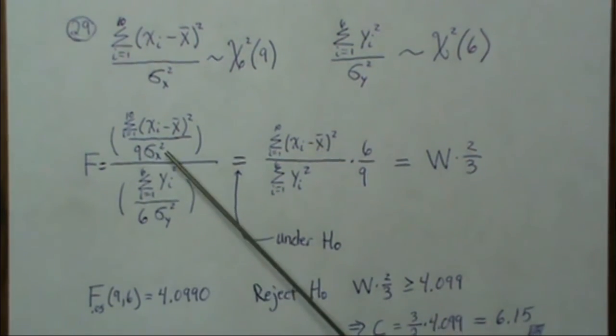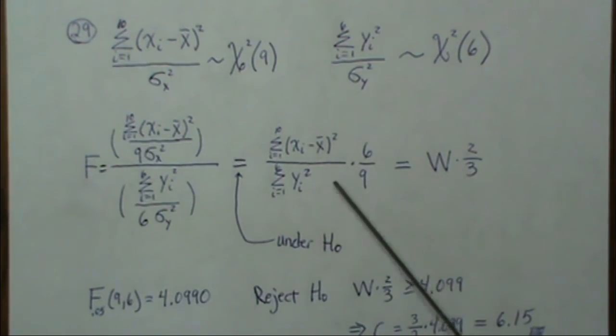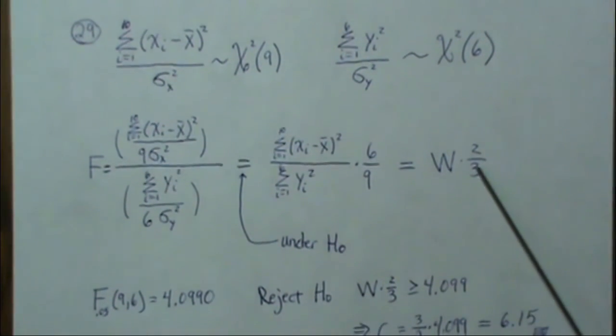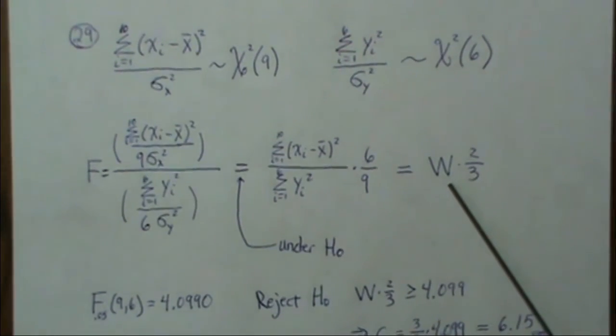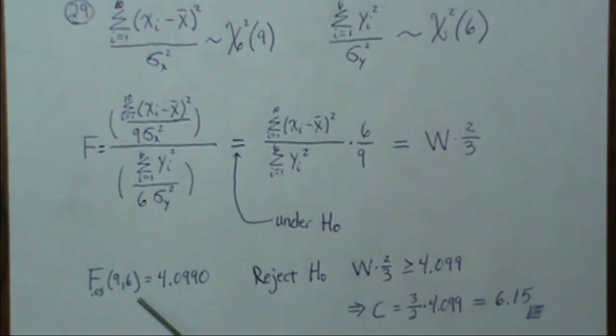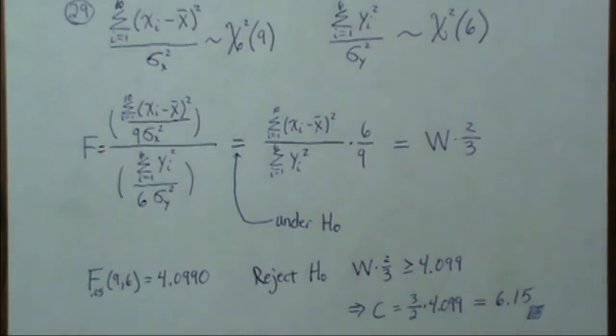Okay, so now under the null hypothesis that our variances are equal, those cancel out, and then you take the reciprocal and we get this here. Well, this is the value of W that they gave in the problem, this ratio. So we have 2/3 times W, and this was greater than C. So if we look at the rejection region, and F of 0.05 with 9 and 6 degrees of freedom, we get this. So we reject when this value is greater than 4.099. But the problem says W greater than C, so we have to take this to the other side, which implies that C is 6.15.